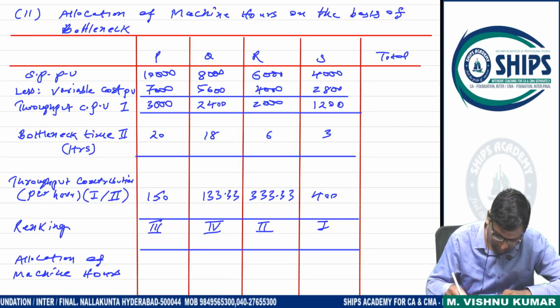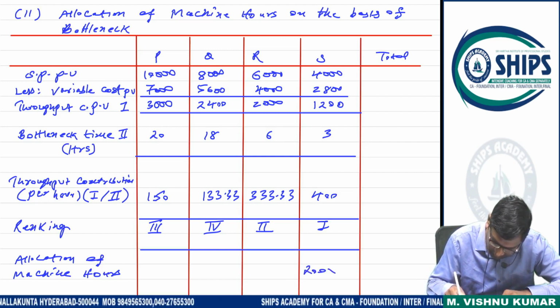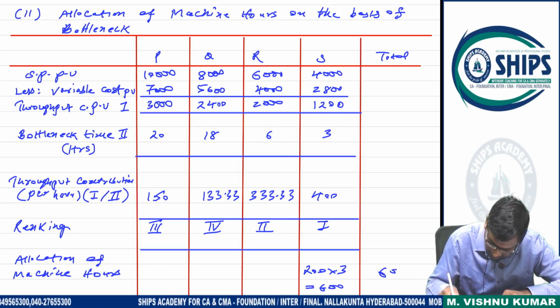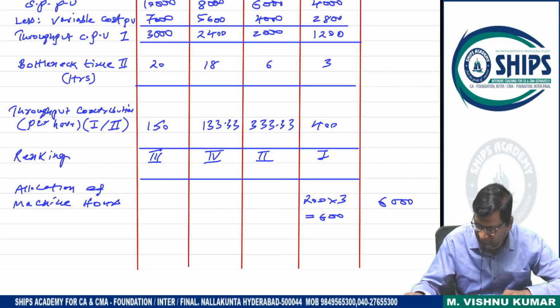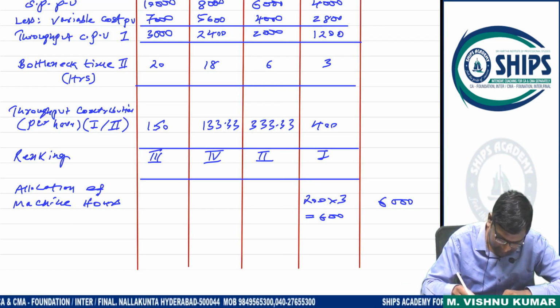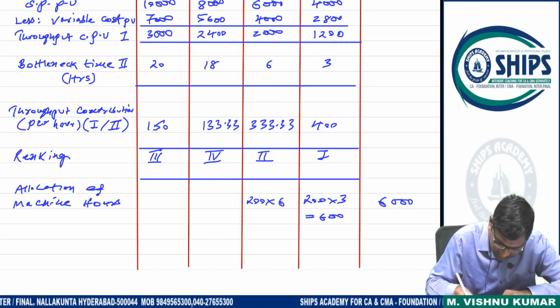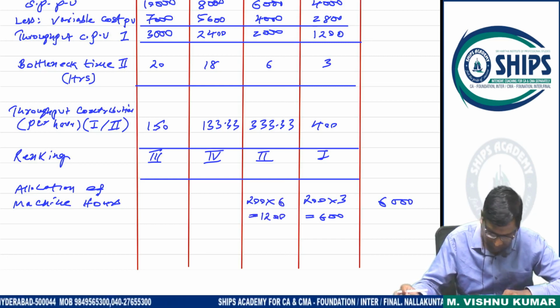Okay, so how much? Total demand is 200. So 200 into how much time required? 3. So 600. So total we have 6000 hours only. How much time we have? 6000 only. So from 6000, 600 is used here. Okay, so we have 5400. Now second is what? R. R demand is also 200. How much time is required? 6. So 1200. So minus 1200 means now 4200.